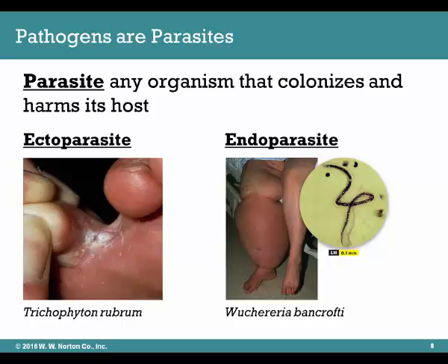And here we have an example on the left of a type of yeast infection on the skin. So that's an ectoparasite or a parasite on the outside of our body, whereas on the right we have an example of a helminth that can cause infection inside our body, and that's called an endo or inside parasite. So most pathogens that cause real damage and illness are endoparasites.